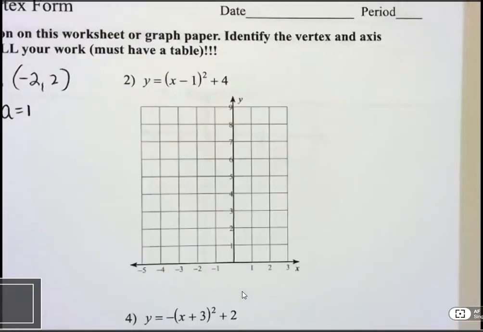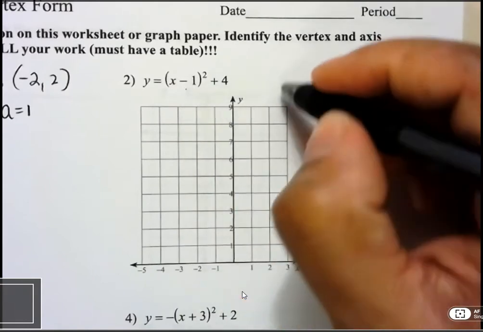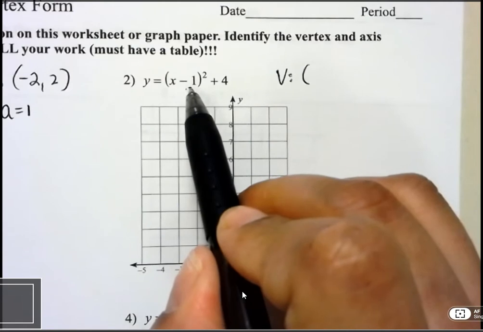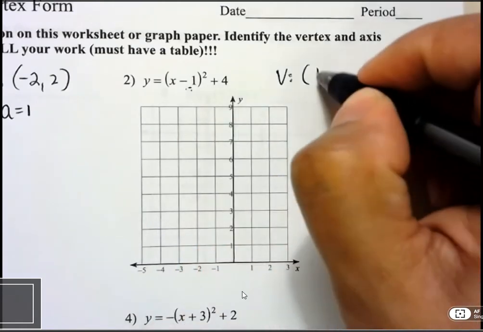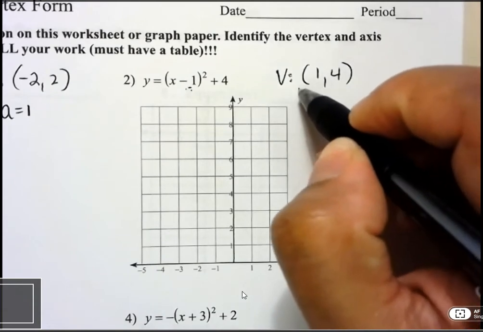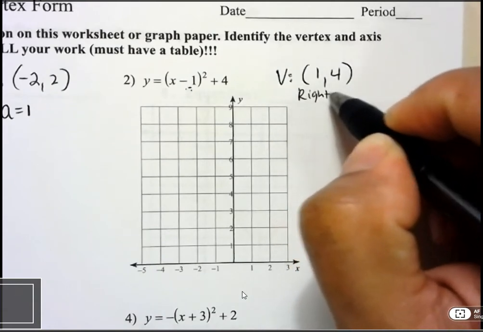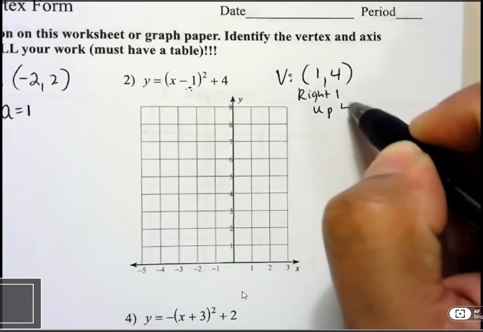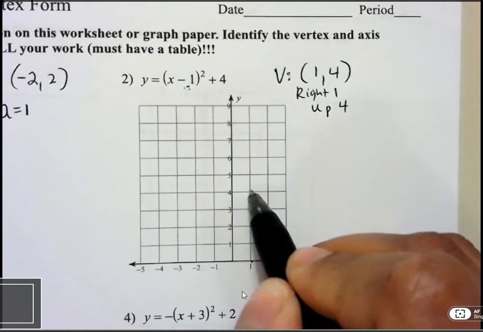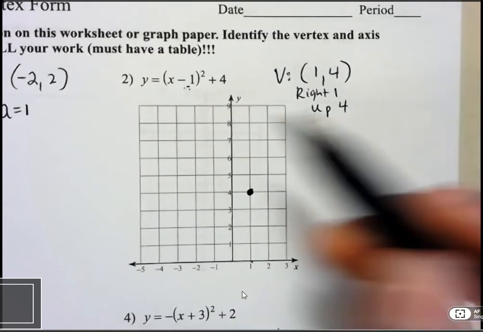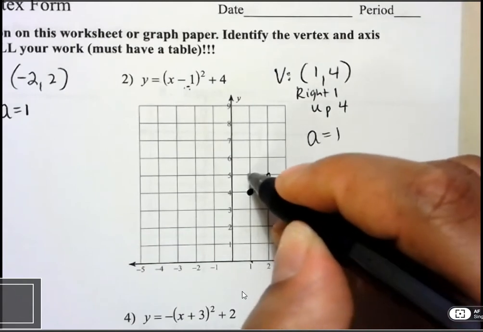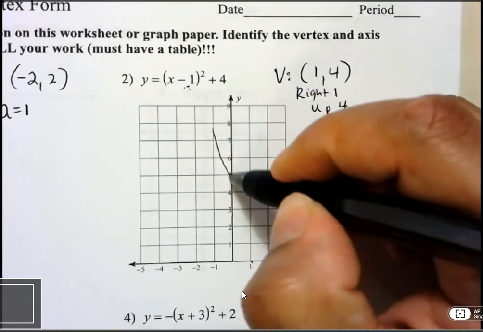In plotting these, first you read the vertex. So the vertex is the opposite of this one, so it's (1, 4). That means it moved right 1 unit, up 4 units. So 1 and then 4. And a equals 1, so it's going to open up. You go up 1, over 1, up 1, over 1, and that's it.